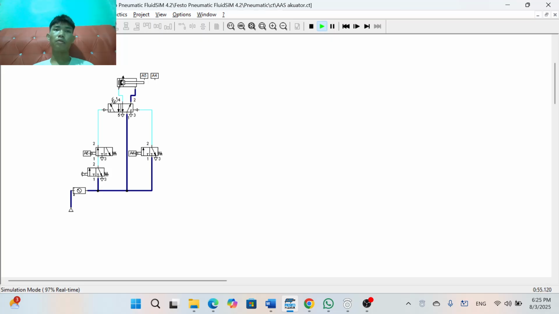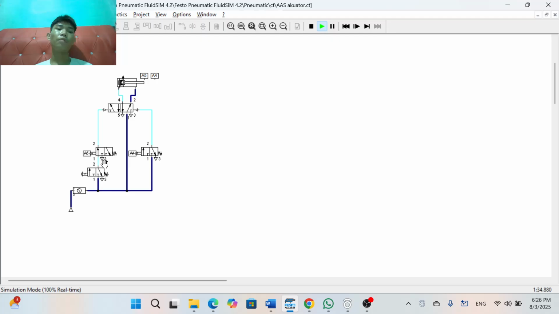Like I previously said, there is no big difference between the semi-automatic and automatic systems. I just changed the push button valve 3 per 2 to a limit switch valve 3 per 2. But for the air, I use a selector switch that functions to switch on and off the air to the circuit.